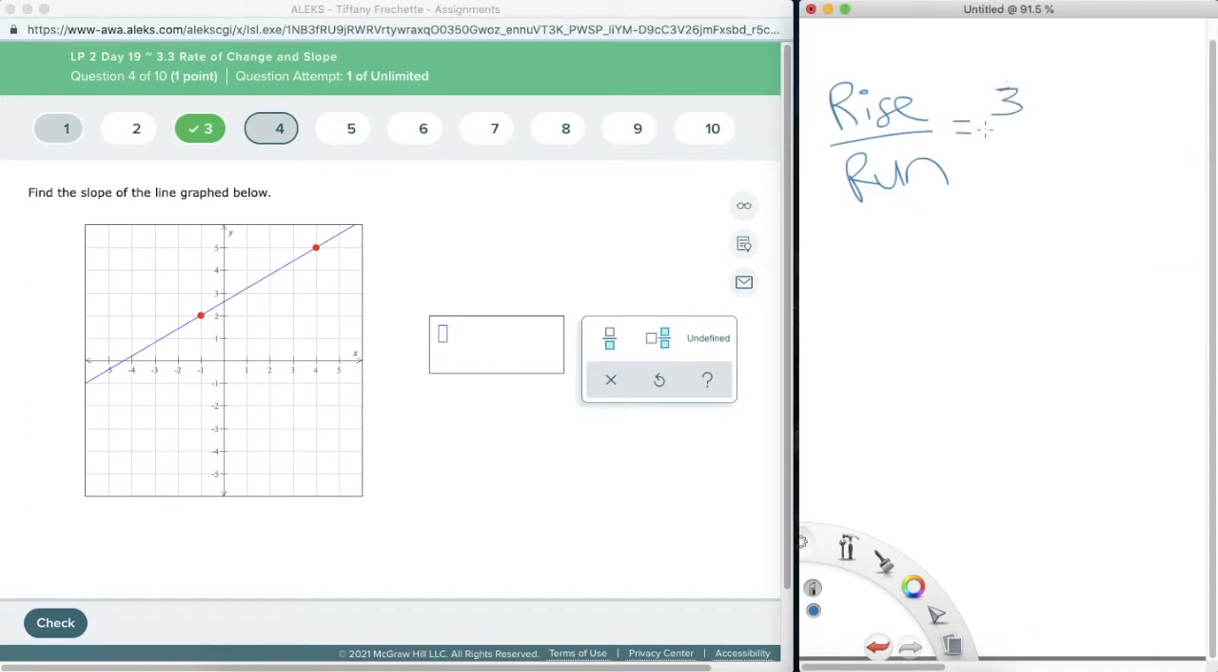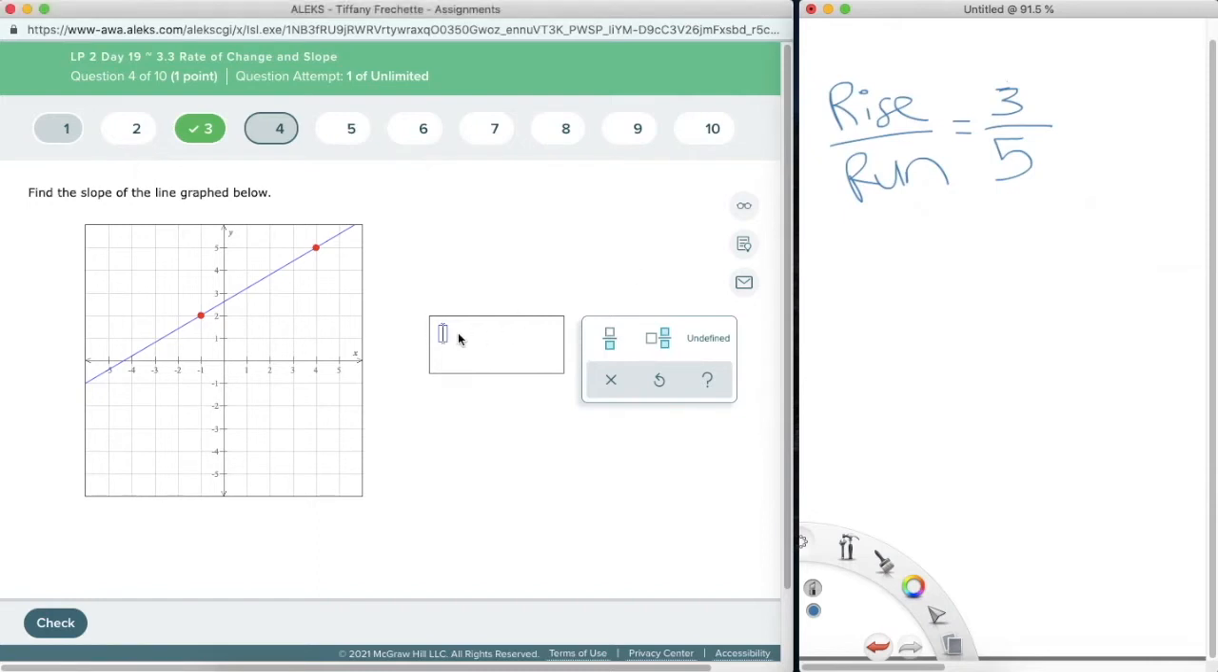And then I'm going to go to the right 1, 2, 3, 4, 5 to land on that same point there. So it's positive 3. I went up 3, and it's positive 5 because I went right 5. So be careful about positives and negatives when you're doing this. Up is positive, down is negative. Right is positive, left is negative. So you just want to be careful about that.